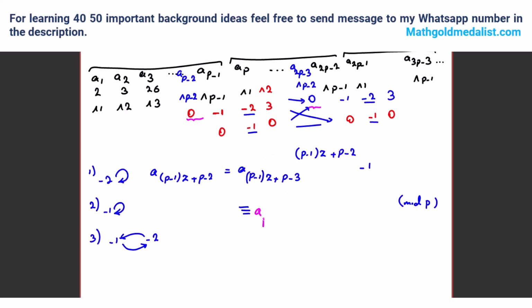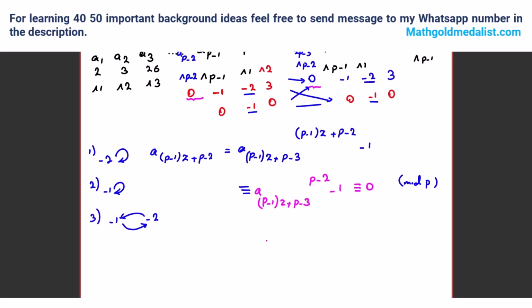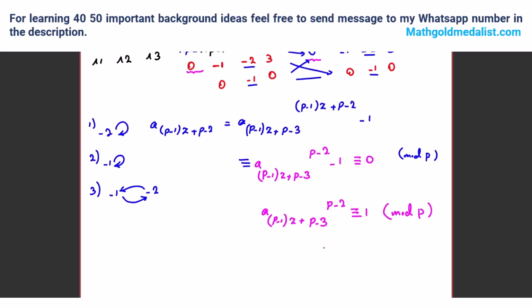So it is a p minus 1 z plus p minus 3, the power of p minus 2 minus 1. And we know this part is what? This part is 0. Okay? So we can say a to the power of p minus z plus p minus 3 to the power of p minus 2 is 1 mod p. And we can say what?